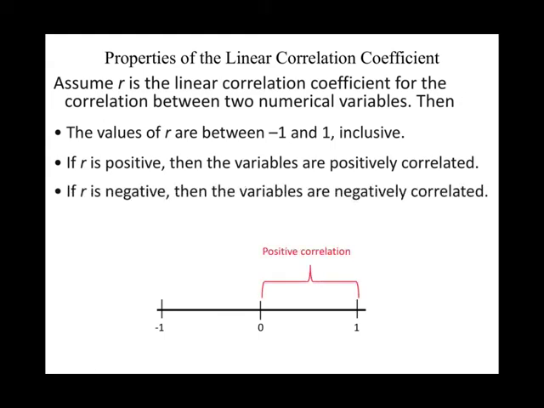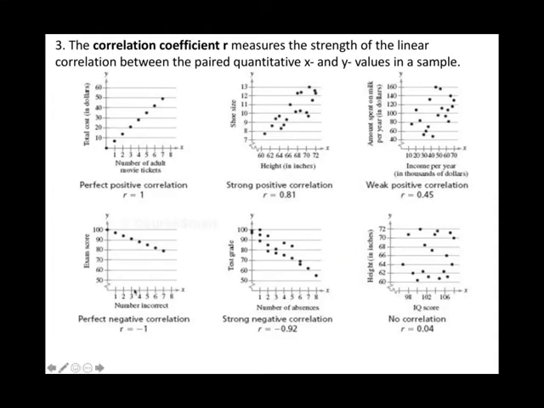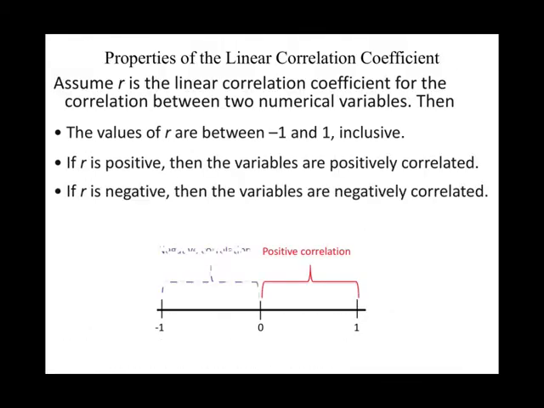If your R is negative, then the variables are negatively correlated. So if you find your R is between -1 and 0, the R is negative, and your slope is going to be going this way. That will be decreasing. If R equals 0, there is no linear correlation. Okay, R equal to 0 or really close to 0, we're going to say there's no linear correlation.